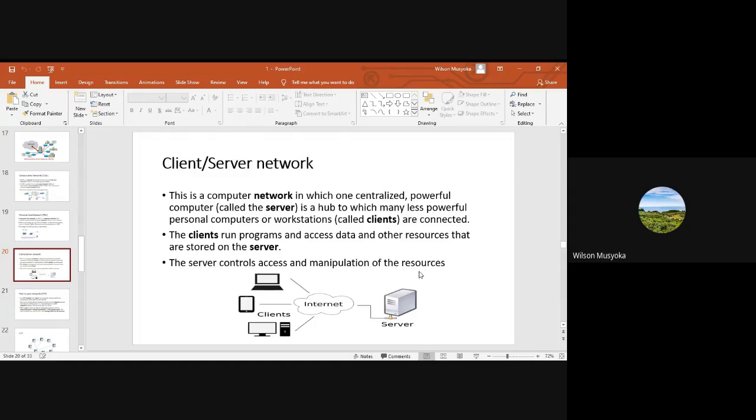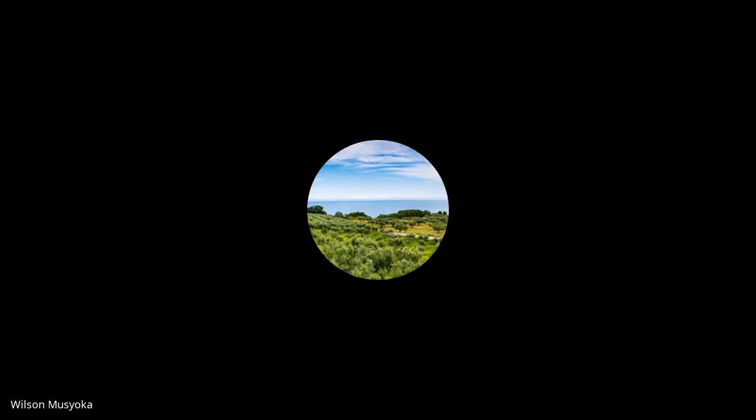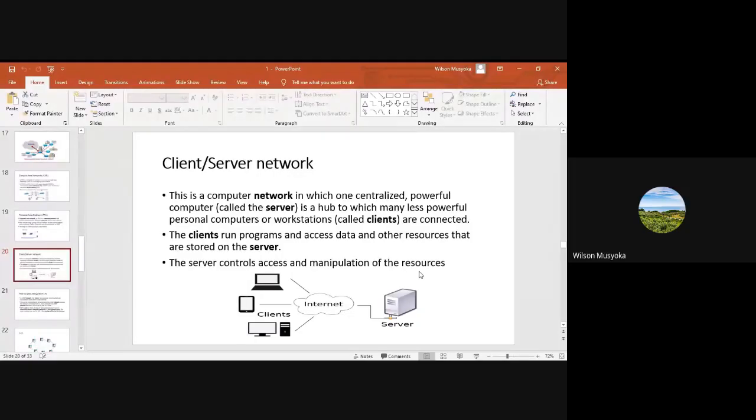Then we come to the second classification, which we were calling the relationship. One computer which is powerful and it controls the resources and functions of the network, and we call it the server. And all these other computers or nodes will connect to this computer or node to request for resources and run programs on the server.